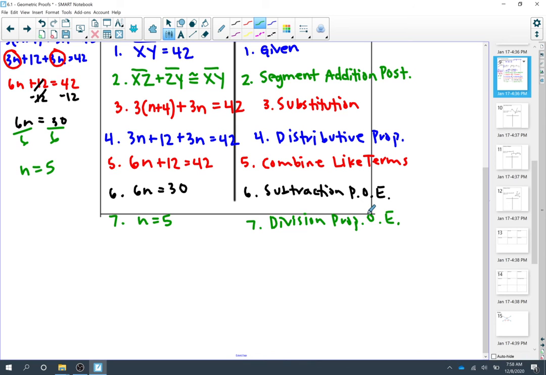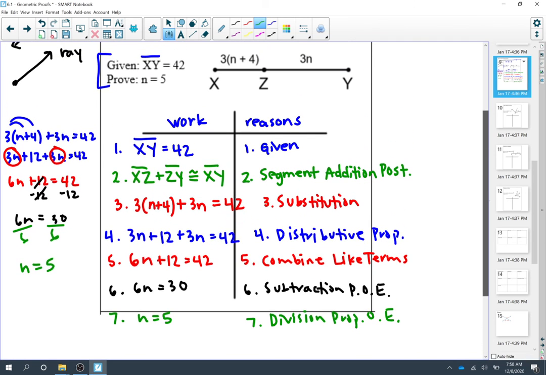And then always check to make sure you did what you were supposed to do. In a proof, they essentially tell you the answer right here. Unless your teacher screws up, which I will do from time to time. But prove that n equals 5. Well, there you go. N equals 5. That's exactly what it says. You're done with your proof.